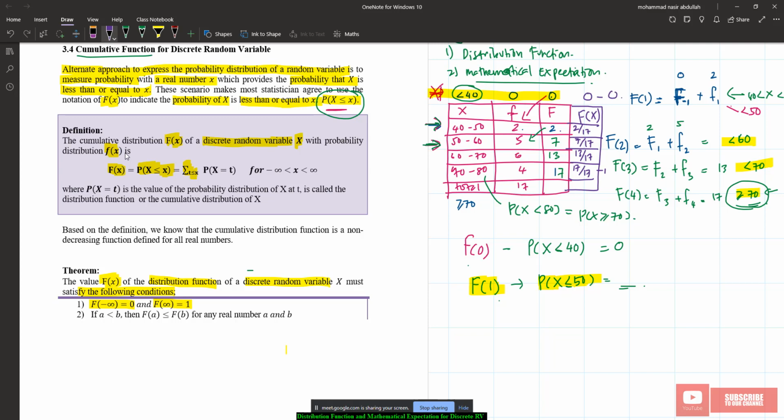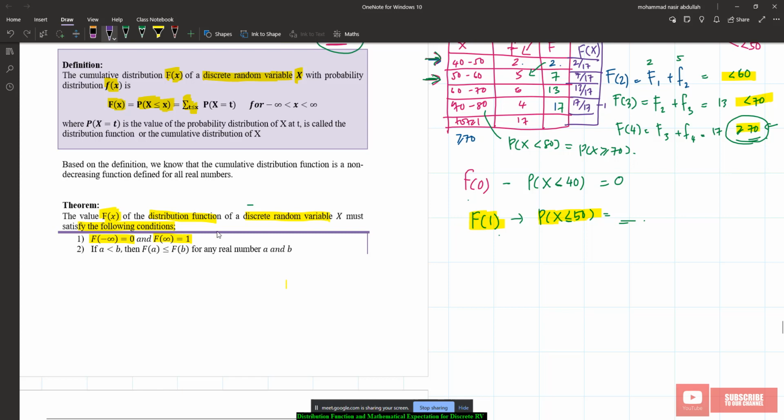Means the minimum value should always equal to 0, the maximum value should always equal to 1. So this is the concept, right? So it's actually easy to understand because you already understand the concept of frequency table, right? So if you are confused about the notation for the cumulative function, always refer back to the frequency table, right?